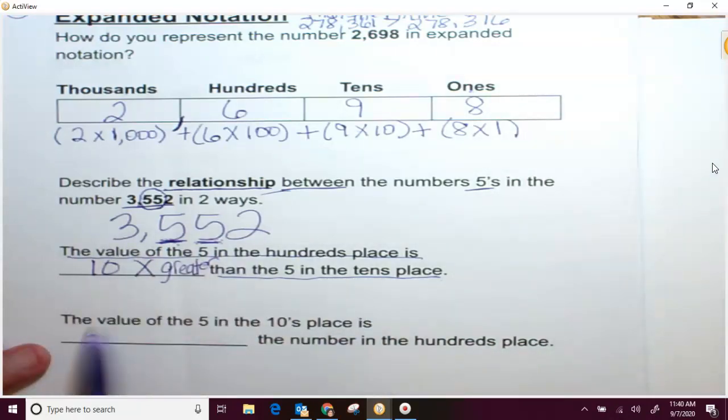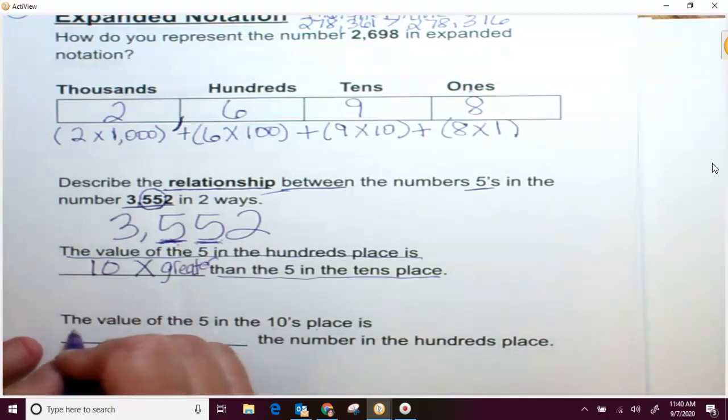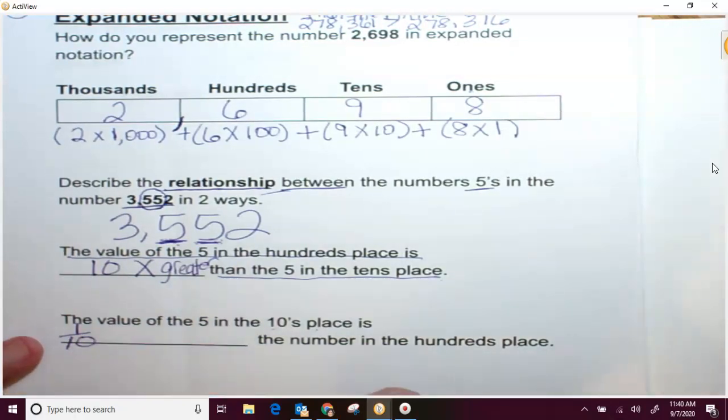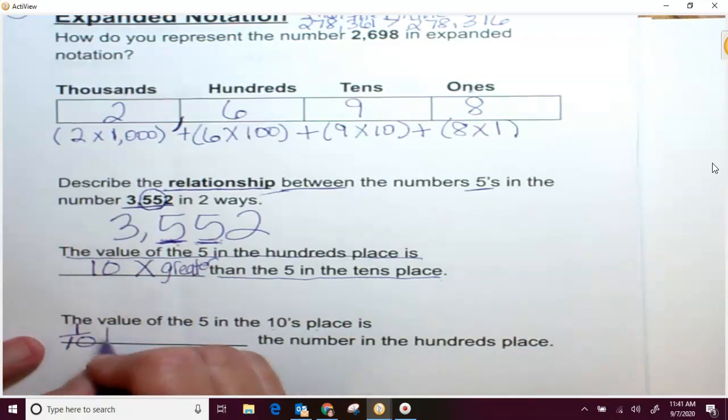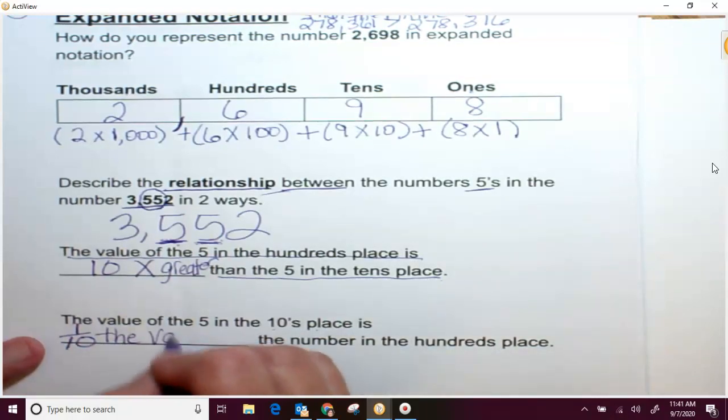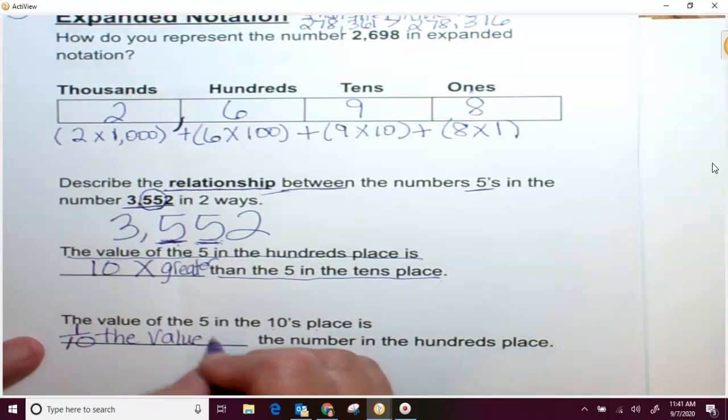So the way this sentence stem would look is the value of the 5 in the tens place is, and that's where we get to our fraction, because fraction also means to divide. We're dividing things up into sections when we do fractions. So sometimes division is shown as a fraction. So the value of the 5 in the tens place is 1/10 the value of the number in the hundreds place.